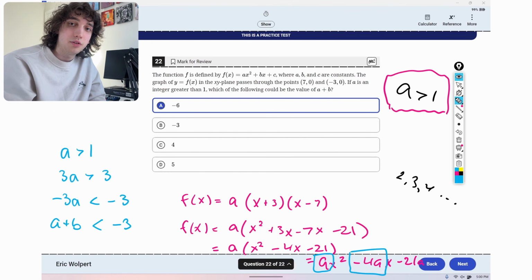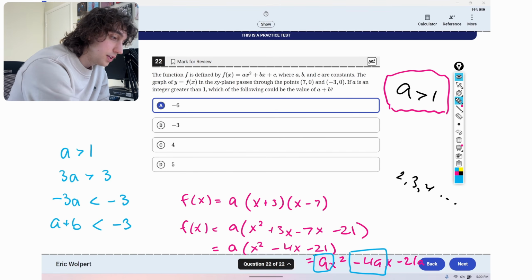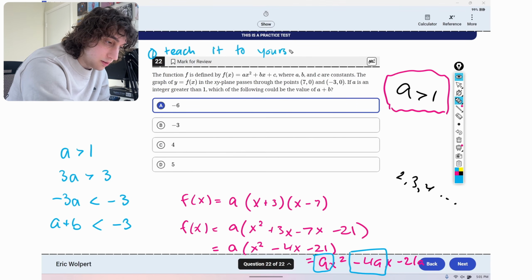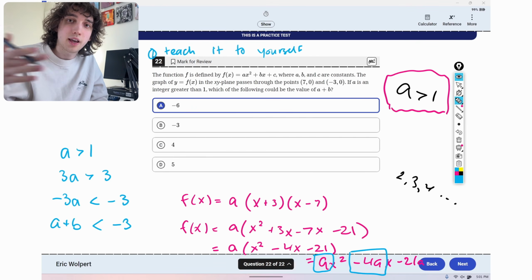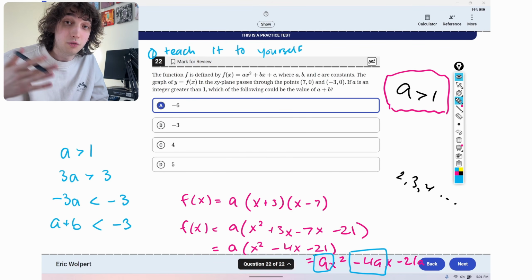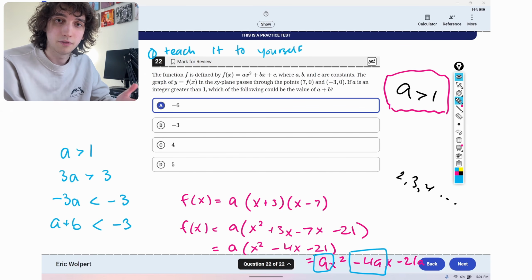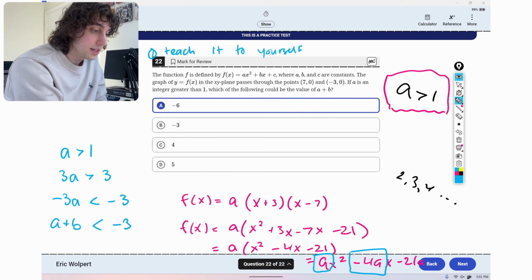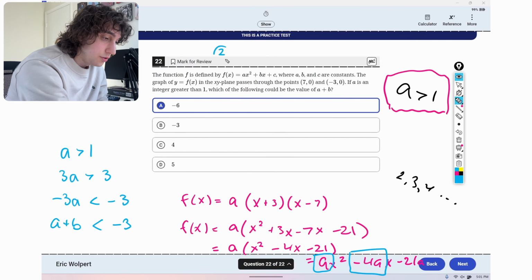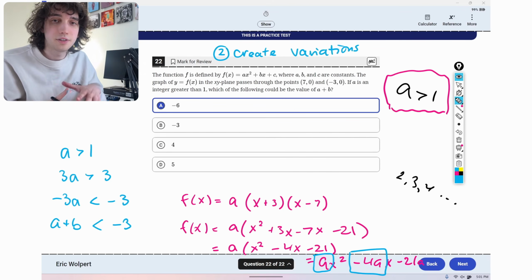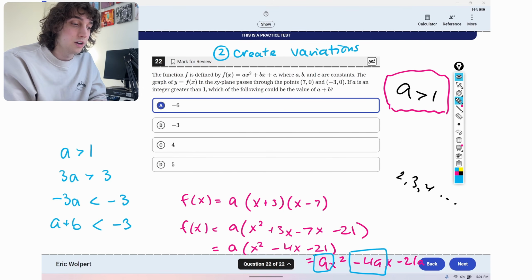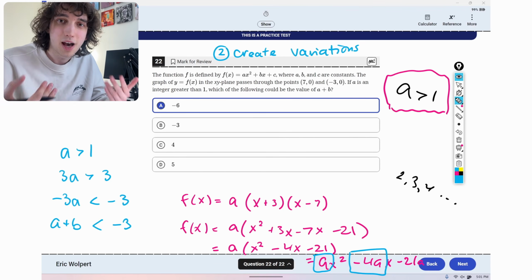And so what I recommend you do for complicated problems like this is first try teaching yourself the problem. If you can teach it to yourself, like walk through the problem just like I did, talking out loud through every single step, then you really do know whether you understand it or not. And anything that you're struggling to explain, that's something you should double down and focus on and really understand deeper. And then the second step after you teach it to yourself is to create a variation.